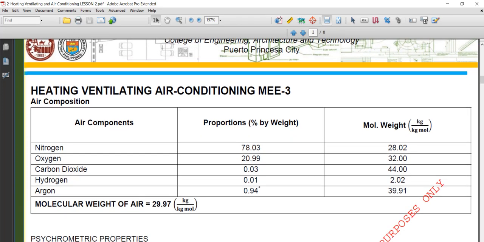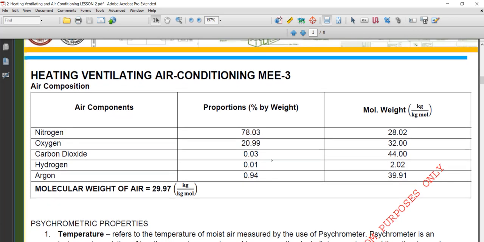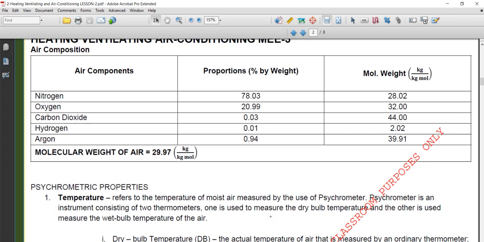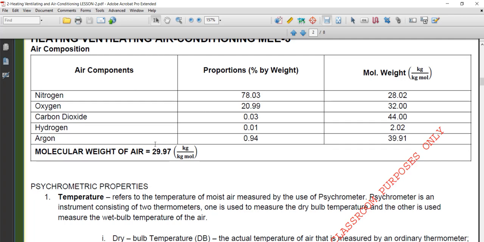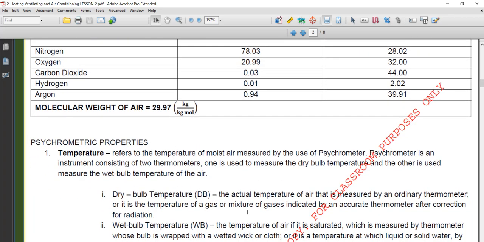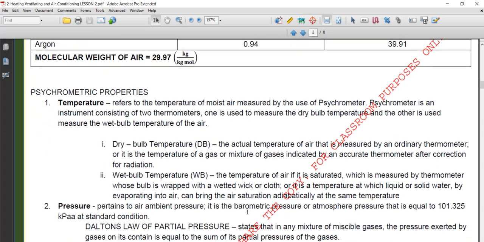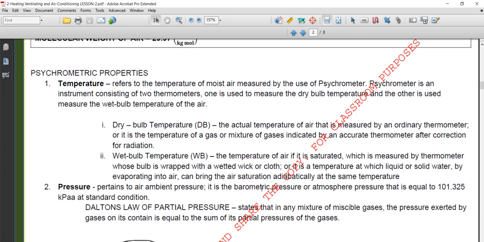So we have air composition. Mostly what we have in the surroundings is made of nitrogen, oxygen, carbon dioxide, and hydrogen. We also have argon, with their corresponding properties. Then you have the molecular weight, in which the molecular weight of air is 28.97 kg per kilogram mole. Okay, so we have the psychrometric properties.